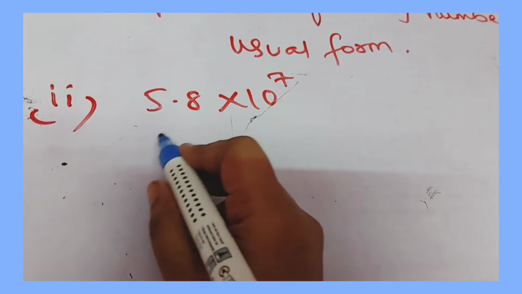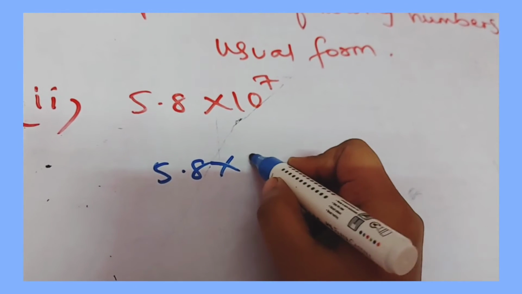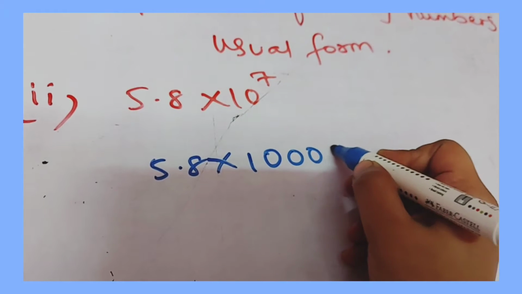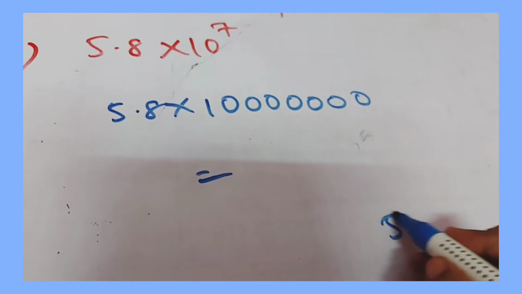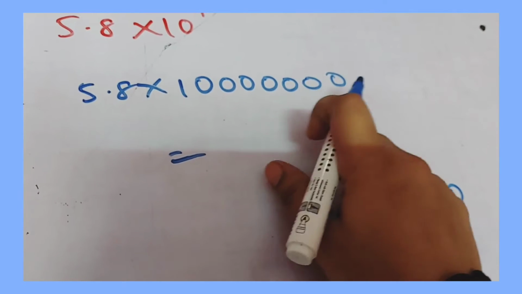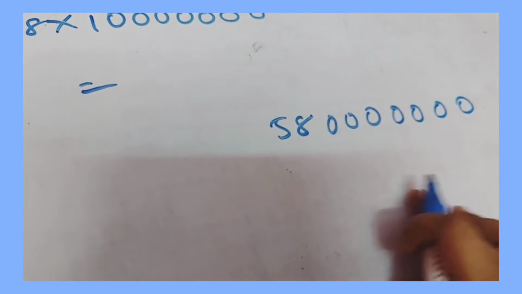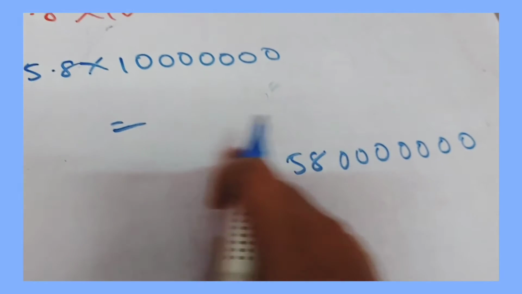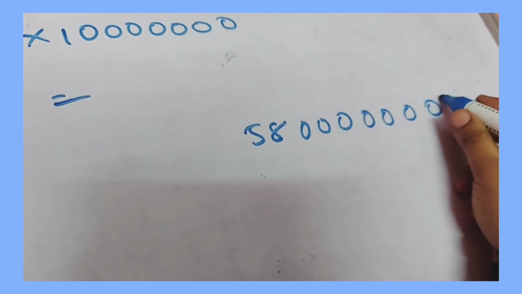The second one is 5.8 into 10 to the power of 7. Again this is also very easy. 1 2 3 4 5 6 7. Again what you have to do, you take 58 and you take 7 zeros. Then after the point how many numbers are there? 1 number is there. After the point 1 number is there, you cut this.